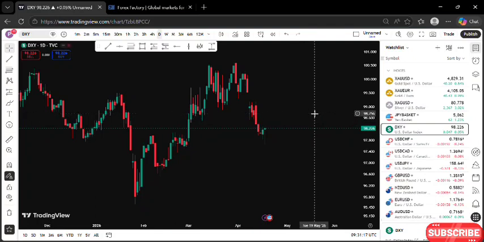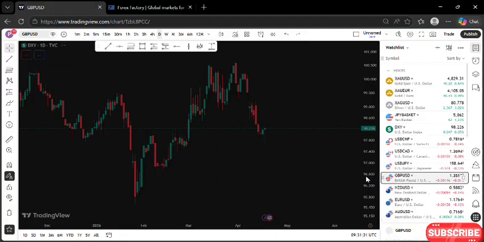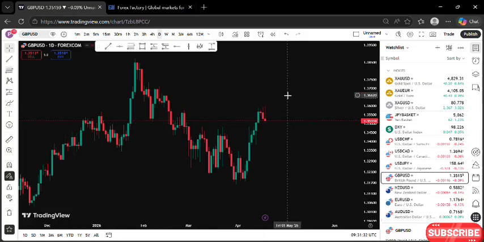This week we are going to be looking at the overall market trend. This week in the forex market, GBPUSD is setting up for a major move.